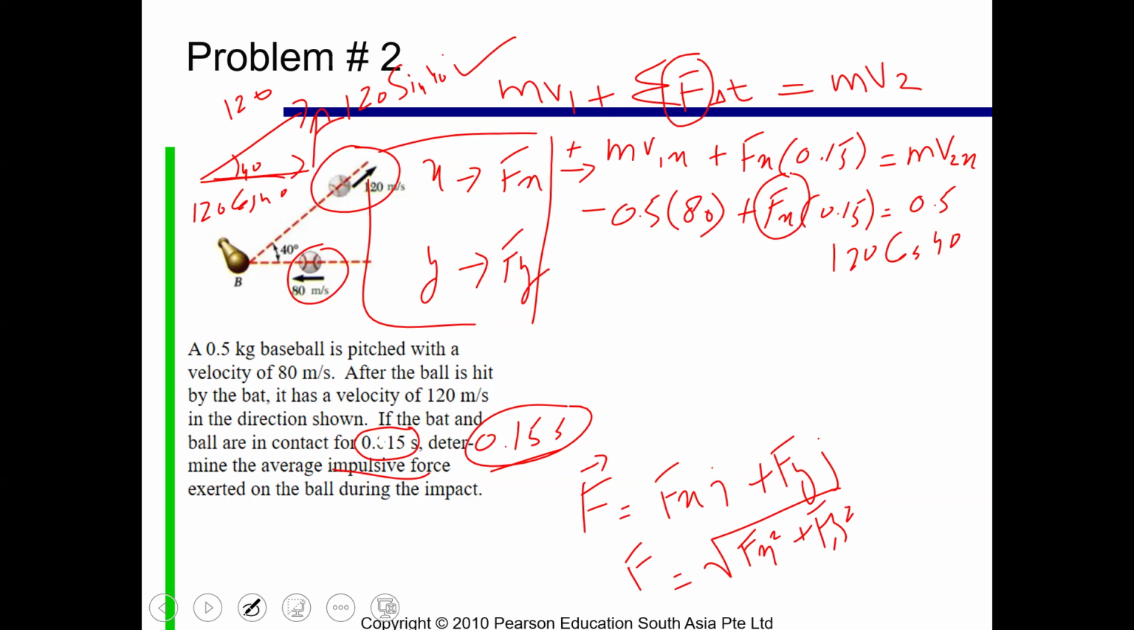Yes, student, what's the value? Fx is 270. Students, can you check? Oh, no, wait, one second. I got it as 573.